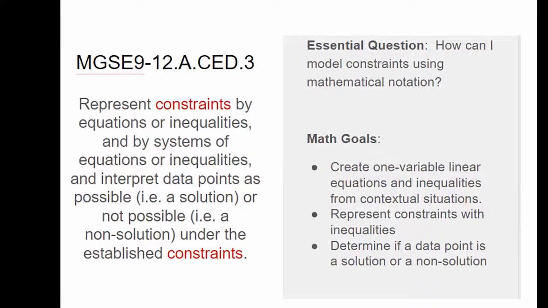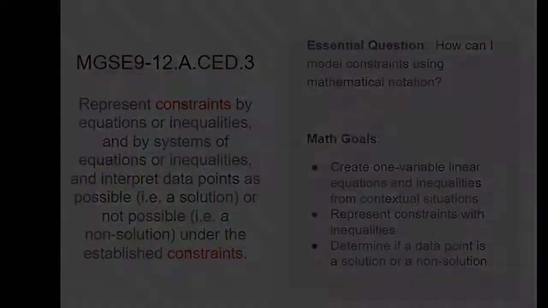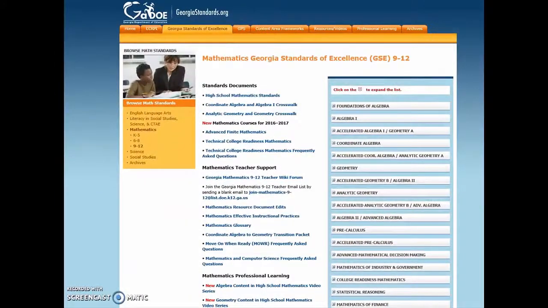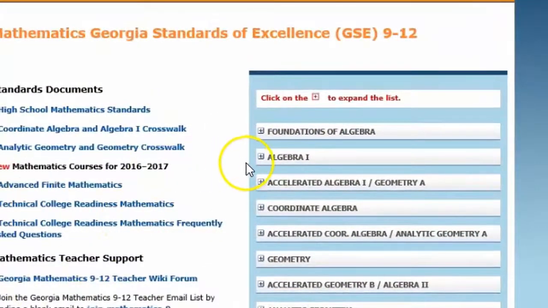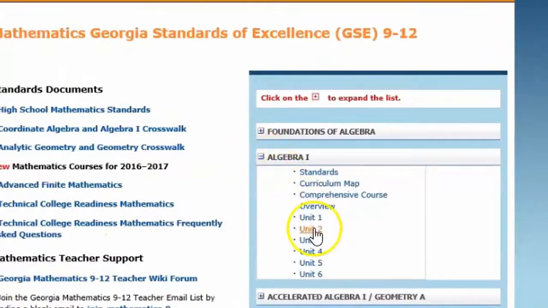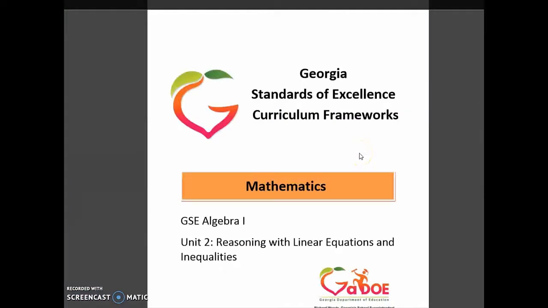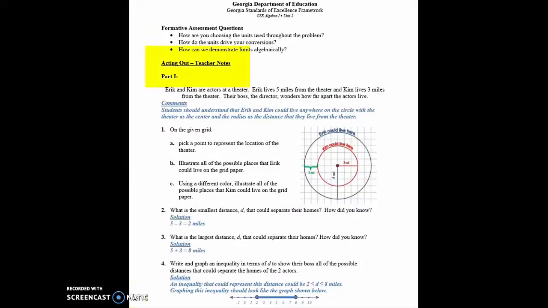So now let's look at another example from the Georgia Standards of Excellence frameworks. When you go to GeorgiaStandards.Org, you can find a lot of resources to help you out when you're sifting through these standards. For this standard, I went to Algebra 1, and I went to Unit 2, and then I went to page 24. This is the acting out task from the Georgia Standards framework.